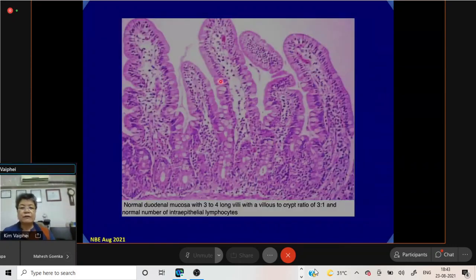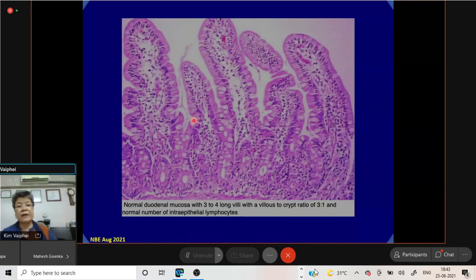And this is a closer view. So this is the crypt. The lower one third is the regenerative zone. As it matures, it goes above, and the surface epithelium are the mature enterocytes intermixed with goblet cells. So goblet cells in the foregut is roughly around, we say, around 5 per 100 enterocytes. And intraepithelial lymphocytes are also normally present in the foregut. We see roughly about 20 intraepithelial lymphocytes per 100 enterocytes in the foregut.